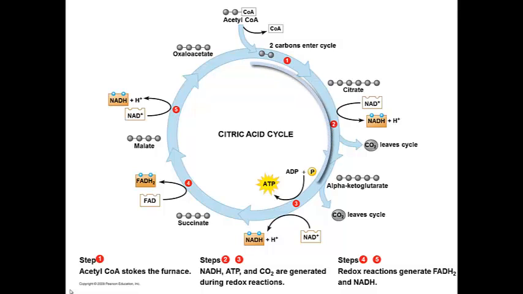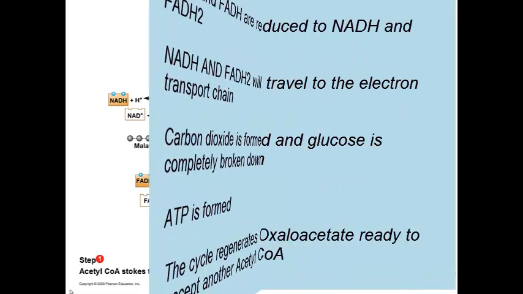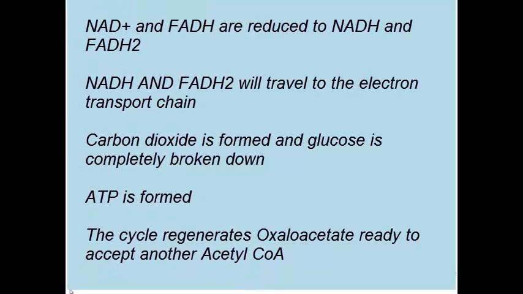So in one cycle, hydrogens from acetyl-CoA and other intermediates are reduced to form NADH and FADH2. These two molecules are going to travel to the electron transport chain to help form ATP there. Carbon dioxide is formed and glucose is completely broken down. 1 ATP is formed in one cycle, and the cycle regenerates oxaloacetate and it's ready to accept another acetyl-CoA.